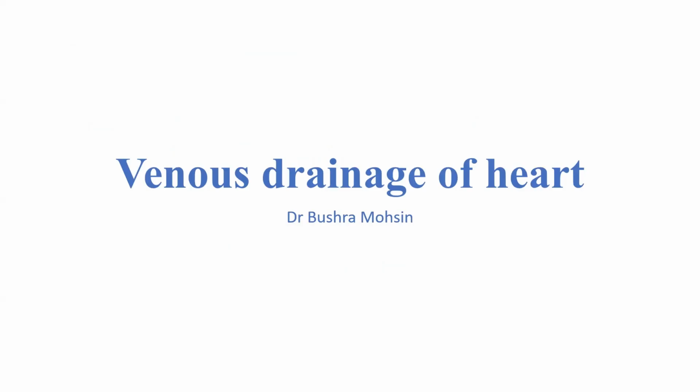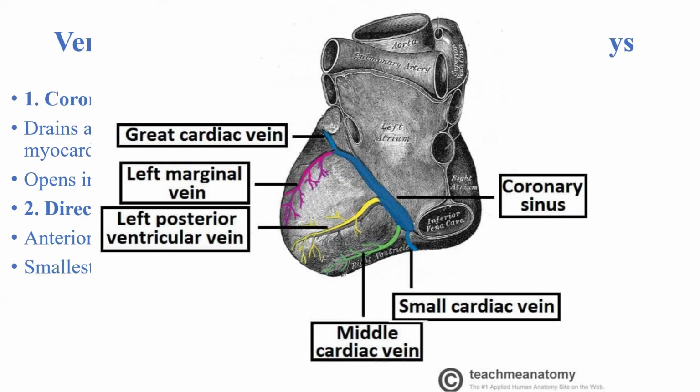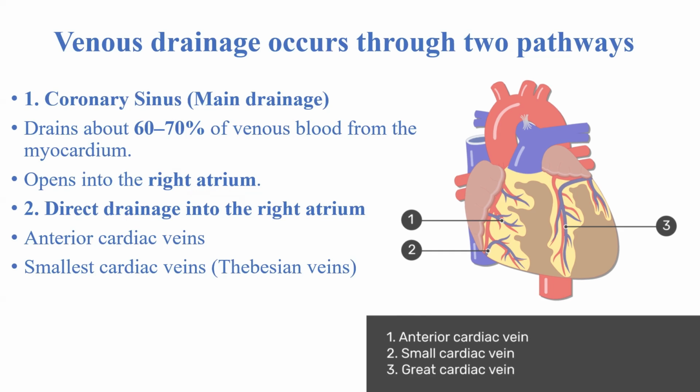Today our topic is venous drainage of heart. Venous drainage of heart occurs through two main pathways. The main drainage is through the coronary sinus that drains about 60 to 70% of venous blood from the myocardium into the right atrium. Rest of the drainage occurs into the right atrium through anterior cardiac veins and the small cardiac veins called the Thebesian veins.